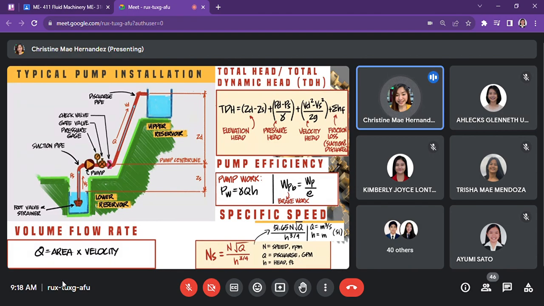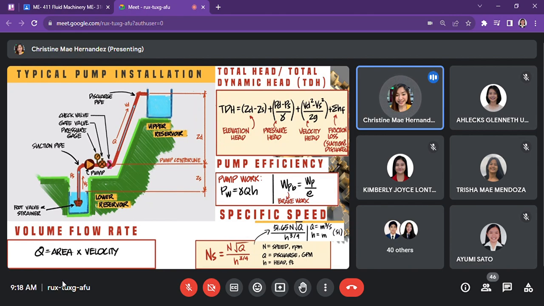So ang elevation head or elevation energy. In connection to the action of gravity, elevation energy is manifested in a fluid by virtue of its position or elevation with respect to the horizontal datum plane.